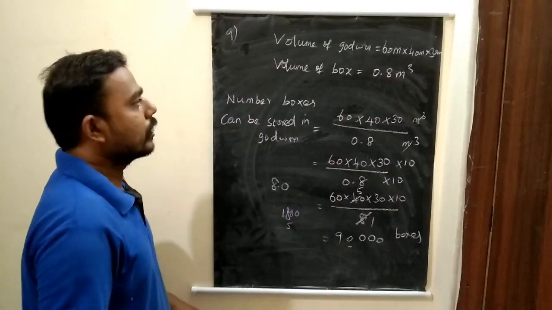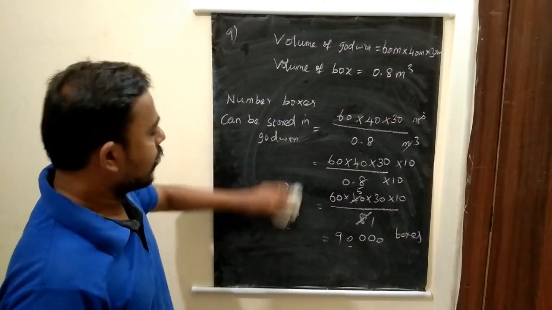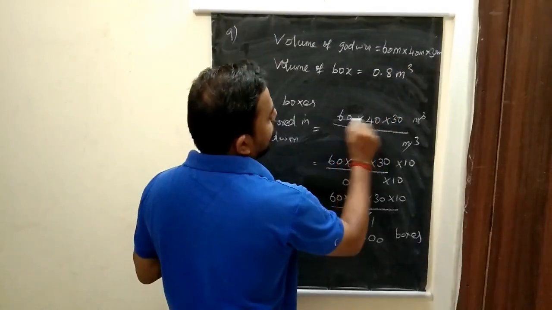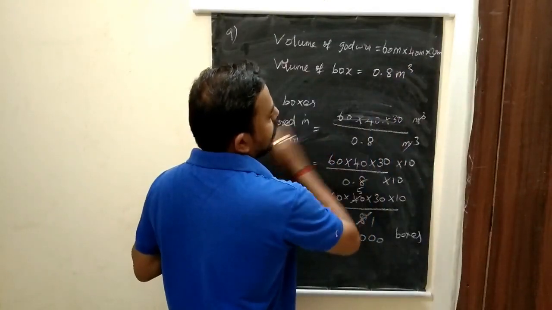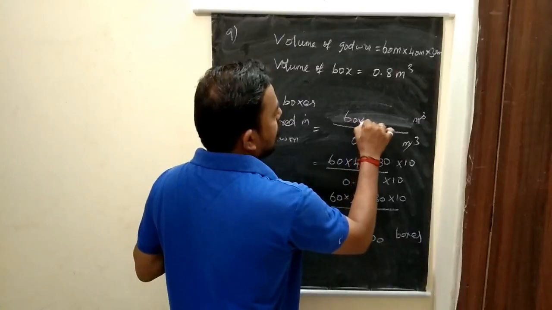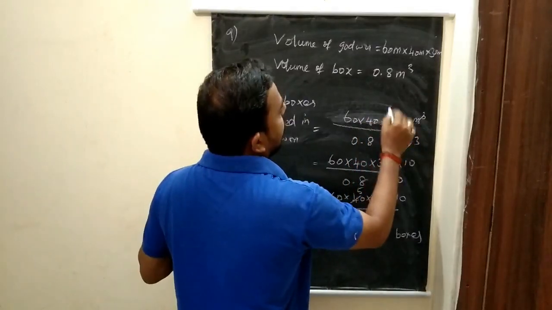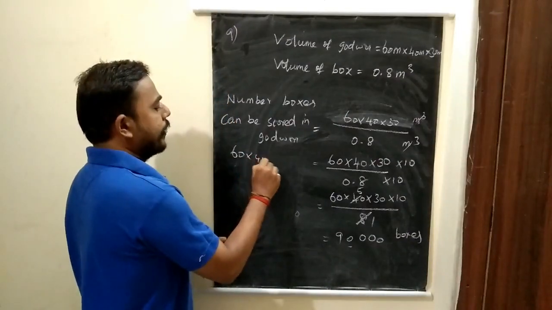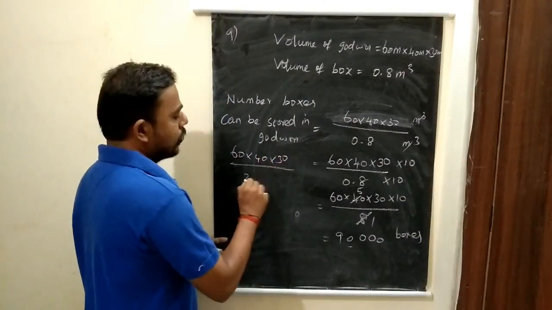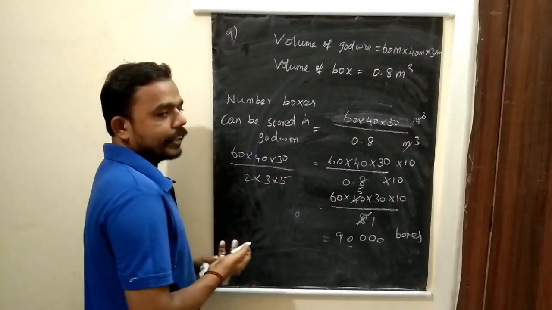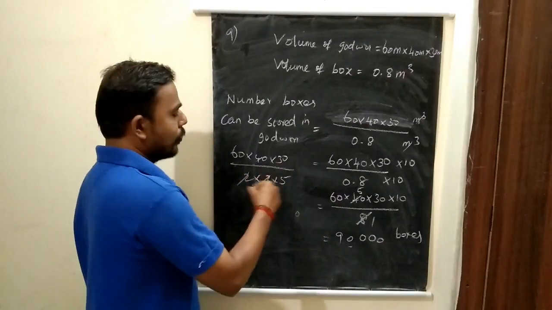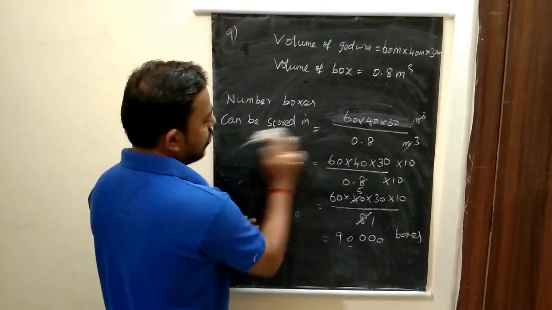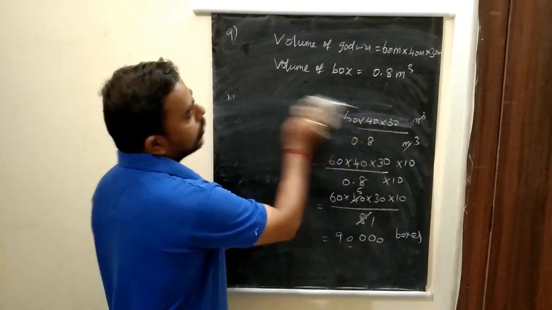So 9000 boxes can be stored in the godown. Here the idea is, don't multiply the answer. Don't multiply 60, 40, 30 directly. Because sometimes they may give the boxes' dimensions also, suppose 60 into 40 into 30, and the boxes' dimensions 2 into 3 into 5. Like that they can give, and at that time we can cancel easily one by one. So that's why don't multiply the dimensions L, B, H.